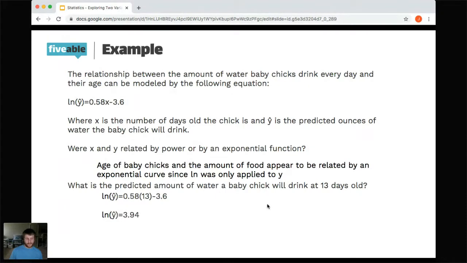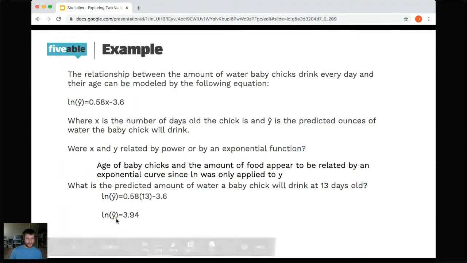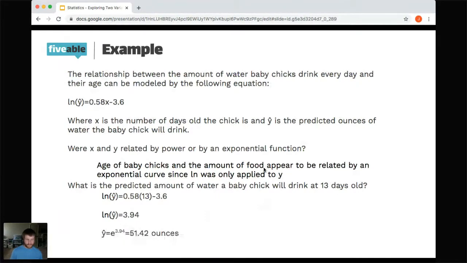All right, and does anybody know where we can go from here to find y hat? This is just a straight up algebra question. How can I rewrite this? Kirsten, bam. Raise e to the 3.94 power. That is correct. And that gives you 51.42 ounces. Okay, so that would be our answer.